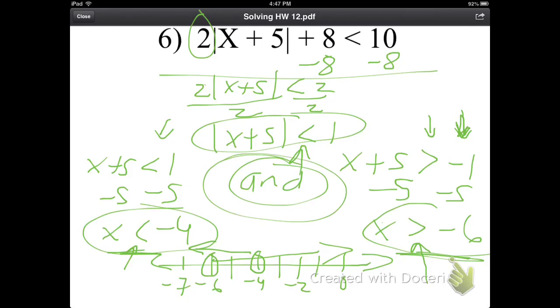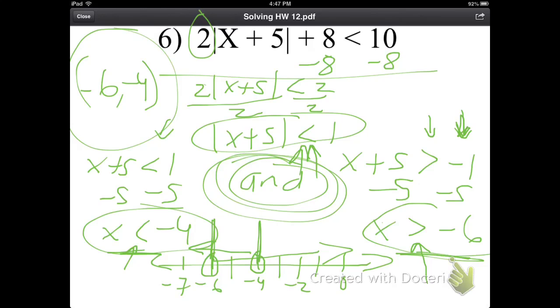Okay. Since it's an and compound inequality. Remember, whenever you have your absolute value is less than, it's an AND compound inequality. We're only interested in the part of the graph that got shaded twice, which is between -6 and -4. And so to write that in interval notation, it's -6, comma, -4. And it's round brackets because they're open circles. Ta-da! All done.